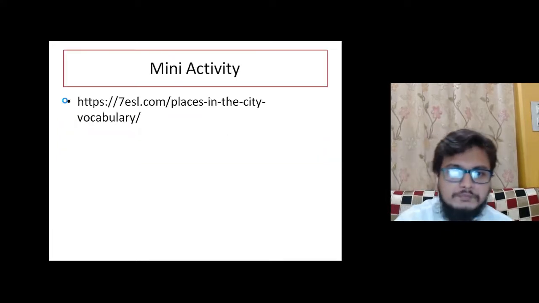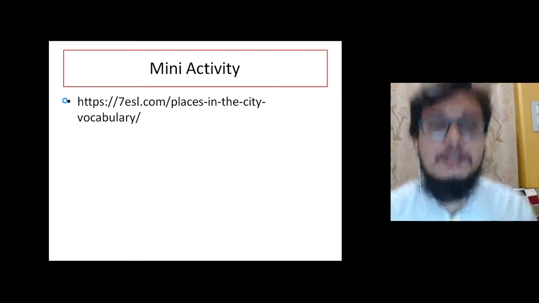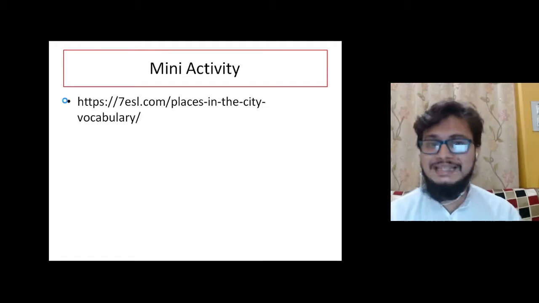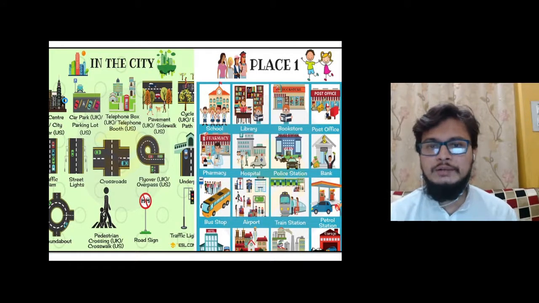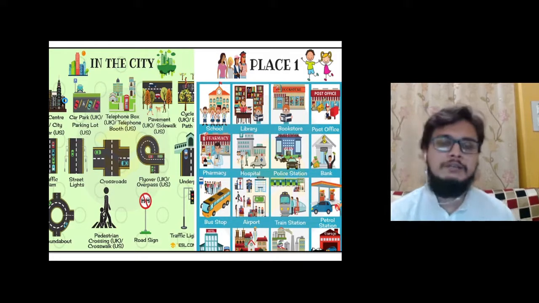Okay, now there is a mini activity for you. Go to the link, aapko is link pe jana hai, which is given in the description. Jo description mein de rakha hai. Okay, you have to open the link. When you open the link, you will find this place. Just check out the place, like a school, library. How does it look like? Kis tarah ye dikhta hai? Okay, just go and look through the places, the town. So this is a mini activity for you.